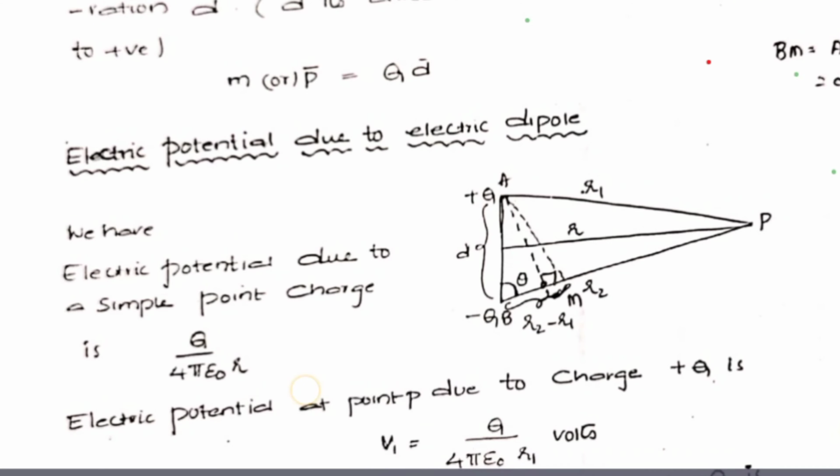If you apply the same formula we are using for deriving the electric potential due to an electric dipole, from the figure, cos theta equal to R2 minus R1 by D. From that, R2 minus R1 equal to D cos theta we can obtain. Since the distance between the two point charges is very small, only then does it act as a dipole.